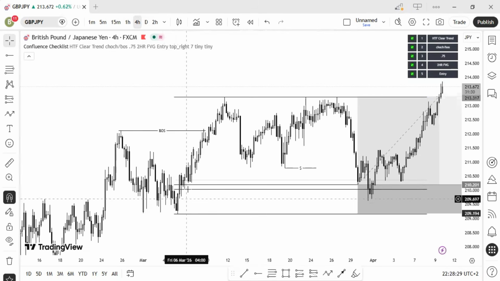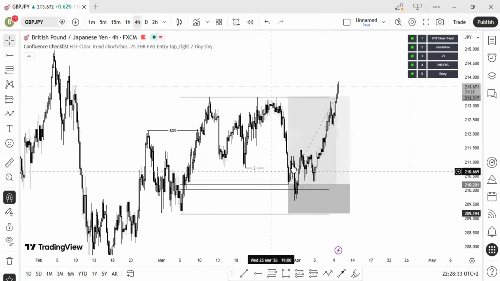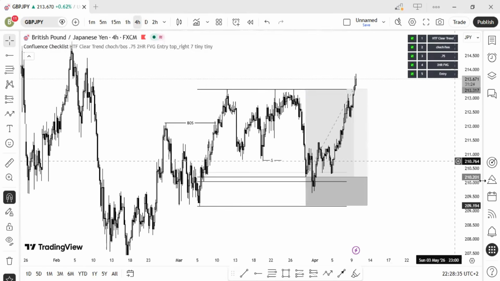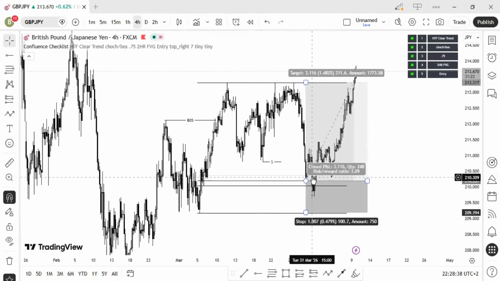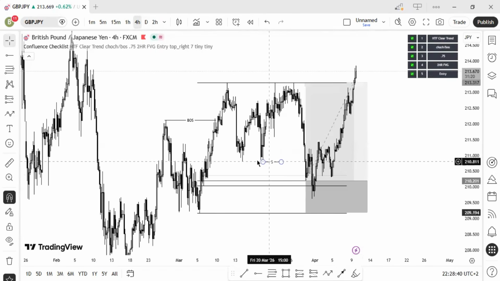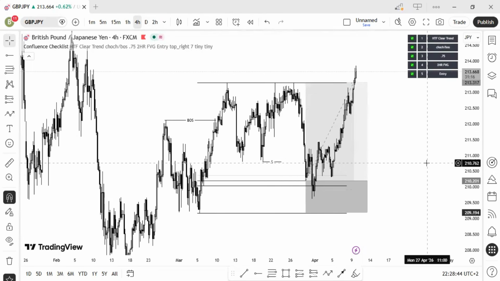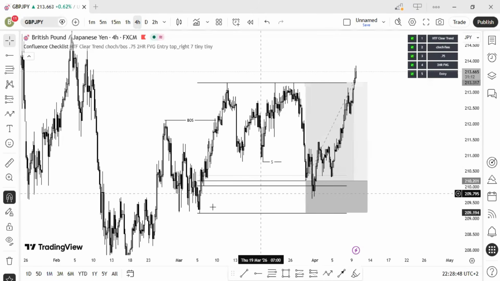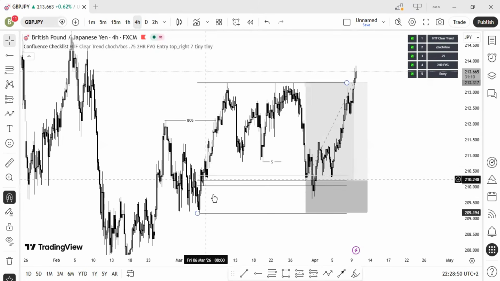See, here we didn't have any fair value gaps, yet it still played out. So sometimes you will have that, as long as you have other confluences like the liquidity. We have nice liquidity and we also have nice structure, then it will still respect. So these are the only times where I will take the setup even though it doesn't have a fair value gap.